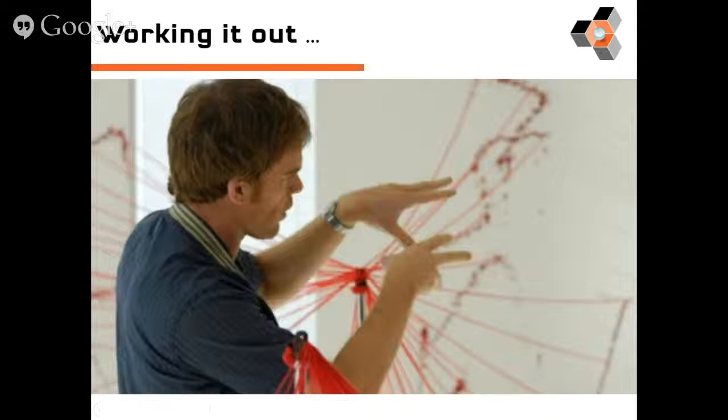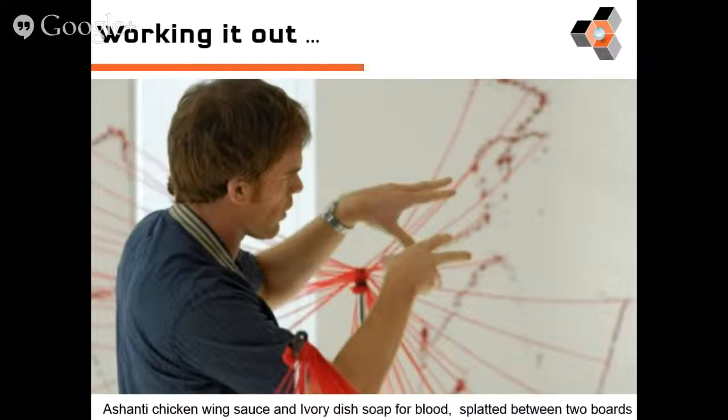So how did they actually do this? We'll answer if we just click the text on this. Ashanti chicken wing sauce, ivory dish soaked for blood, so that has the blood of the right consistency, artificial blood, splattered between two boards, and they just splattered it over white walls and then worked out a program which relates the blood splatter to the height of where it happened, and so they're producing software for that to happen.